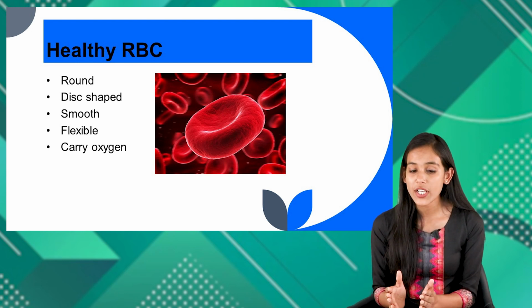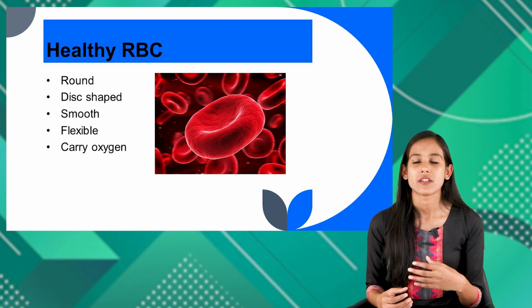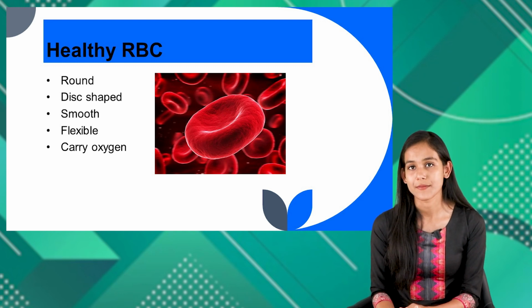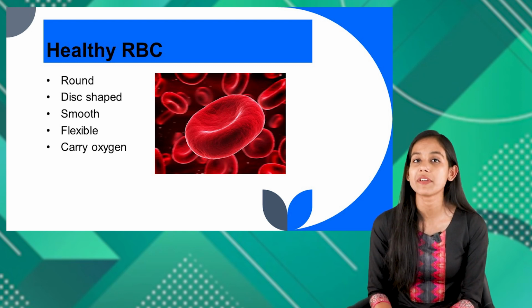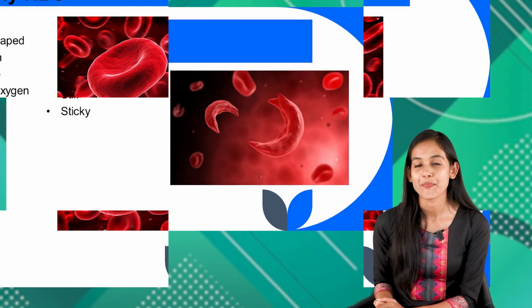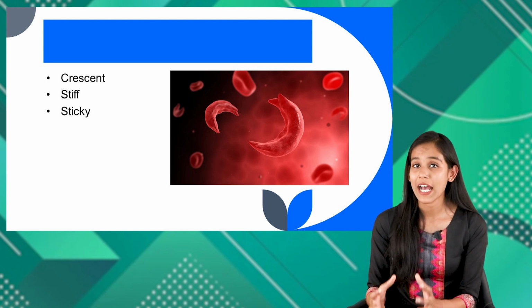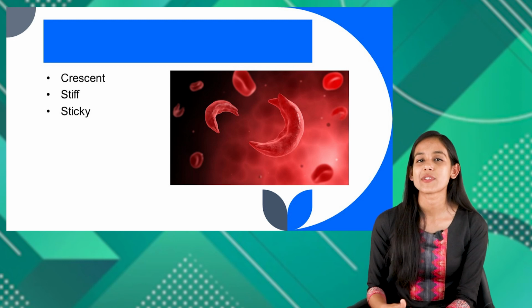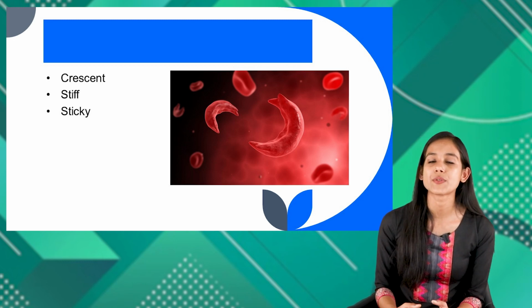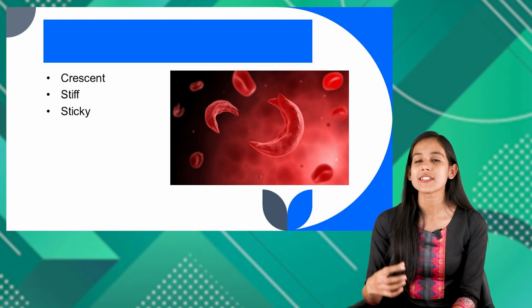It is disc shaped, and the normal RBC would be smooth and flexible and would carry oxygen. So here in the normal RBC, we have hemoglobin A, that is HbA. Now let us have a look at the RBC which has HbS, an abnormal hemoglobin. As I told you, HbS does not carry oxygen.